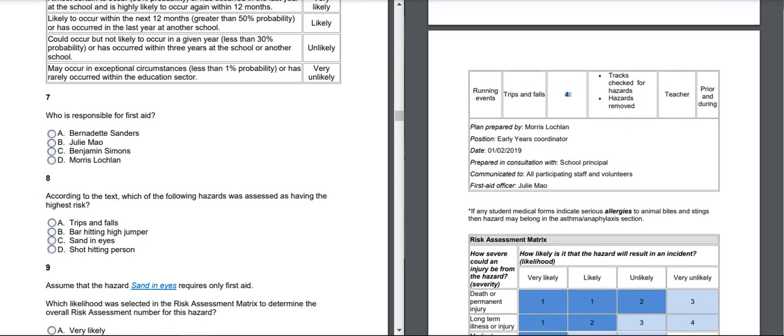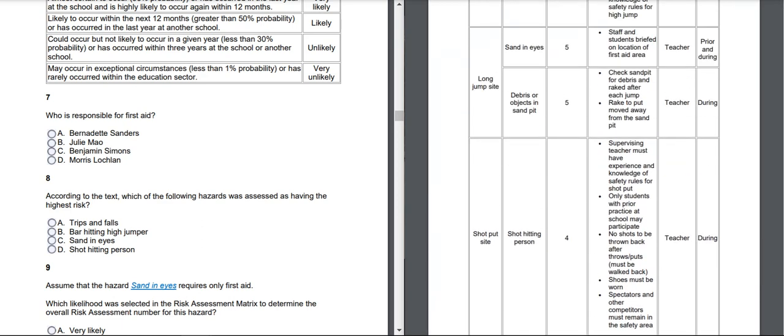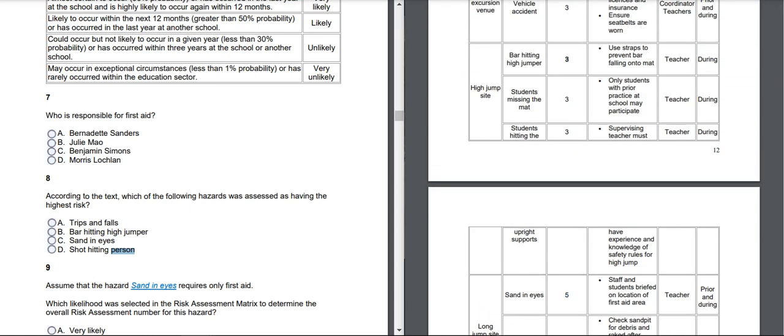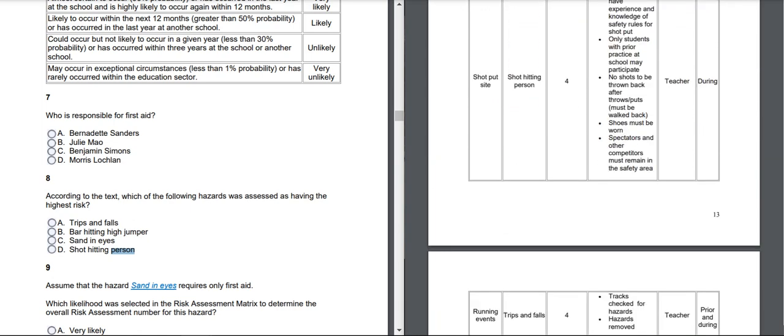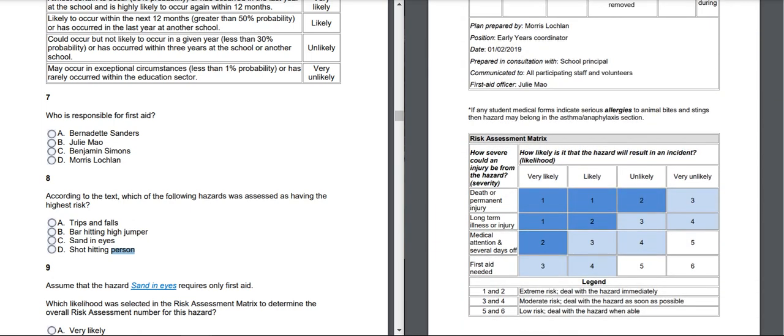Trips and falls has a 4. Shot hitting a person, that's the bottom one, that's also a 4. Sand in the eyes is a 5. And the only one we're missing is bar hitting the high jumper, which is a 3. So that was the lowest number. We had 3, 2 4s and a 5. So the one having the highest risk, the combination of likelihood and consequence, the one that was most pronounced was the bar hitting the high jumper, which, just for the record, they called a 3. So they said that it was likely to happen or unlikely, and it could either be a long-term injury or just a few days off school or medical attention. So yeah, bar hitting high jumper was one that they saw as having the highest risk.